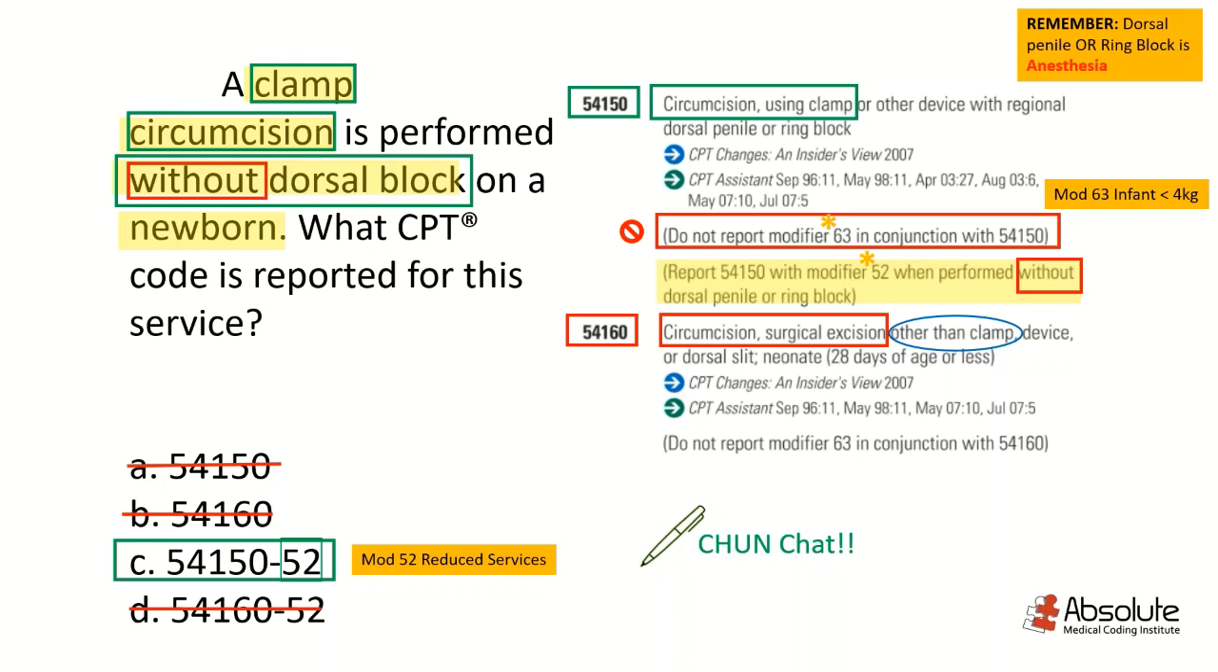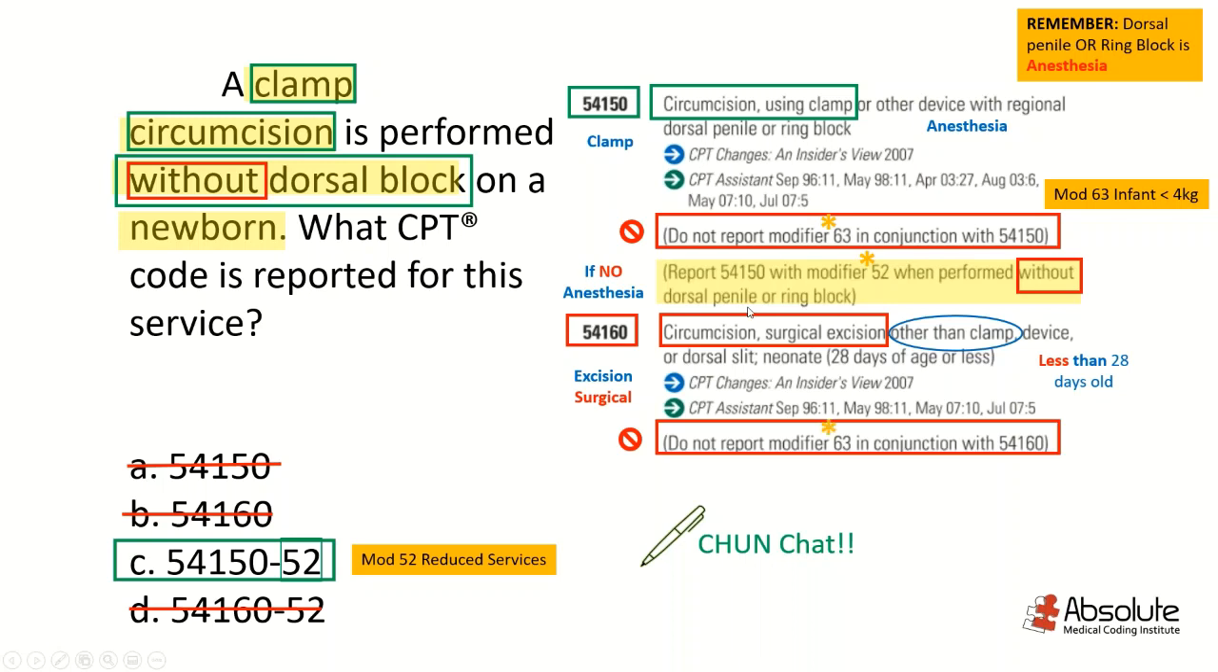All right, so I'm going to give you a brief chat, okay? Remember that the dorsal penile or ring block, it's anesthesia. This is with the regional dorsal penile or ring block, and this one is when they have no anesthesia. So the clamp, really, they say that's anesthesia, but that really ain't no anesthesia. But this is how I have it, just so you can remember. You're going to have clamp, and then you have anesthesia. If no anesthesia, this is without the dorsal ring block.